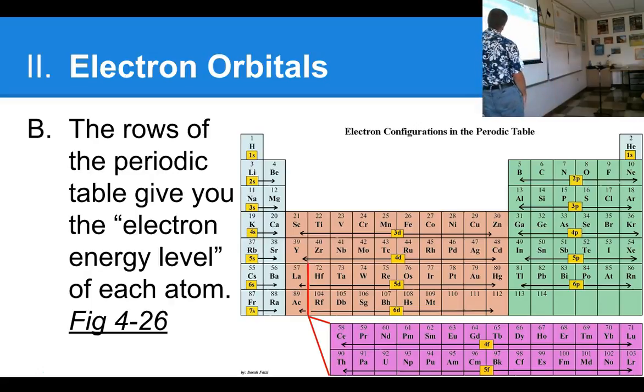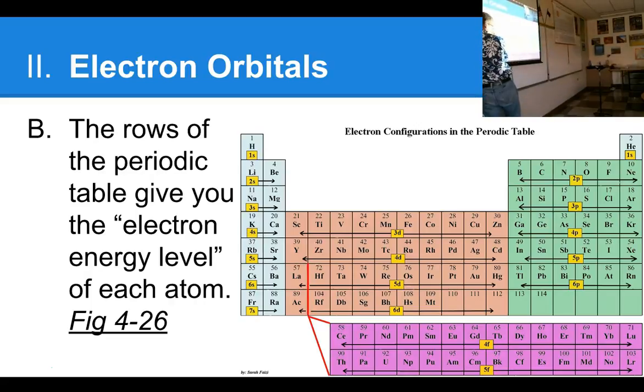So potassium, what's the electron configuration for potassium? It has 1s orbitals. It also has 2s orbitals. It also has 2p. It also has 3s. It also has 3p. And then it ends at 4s.